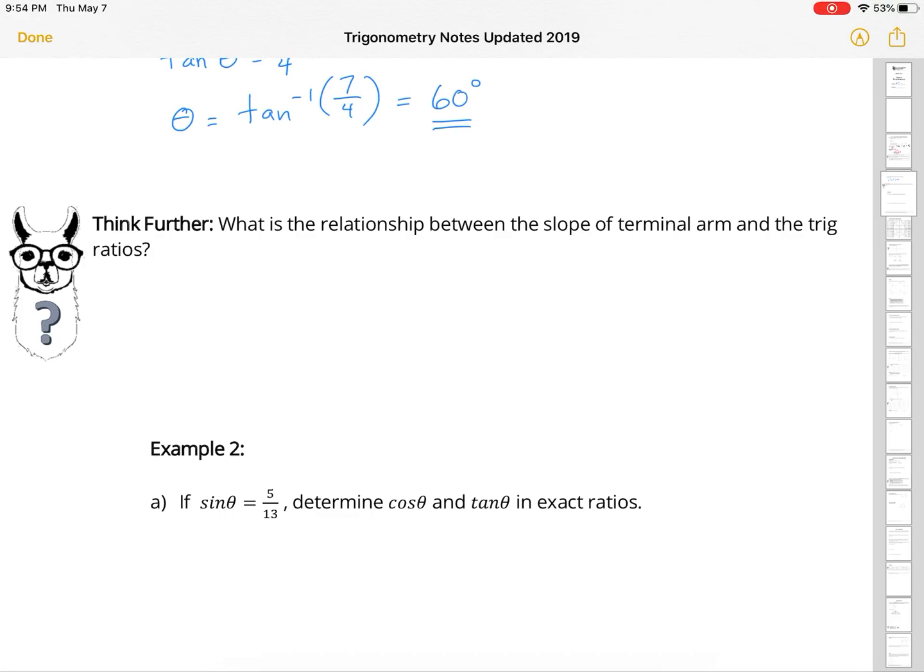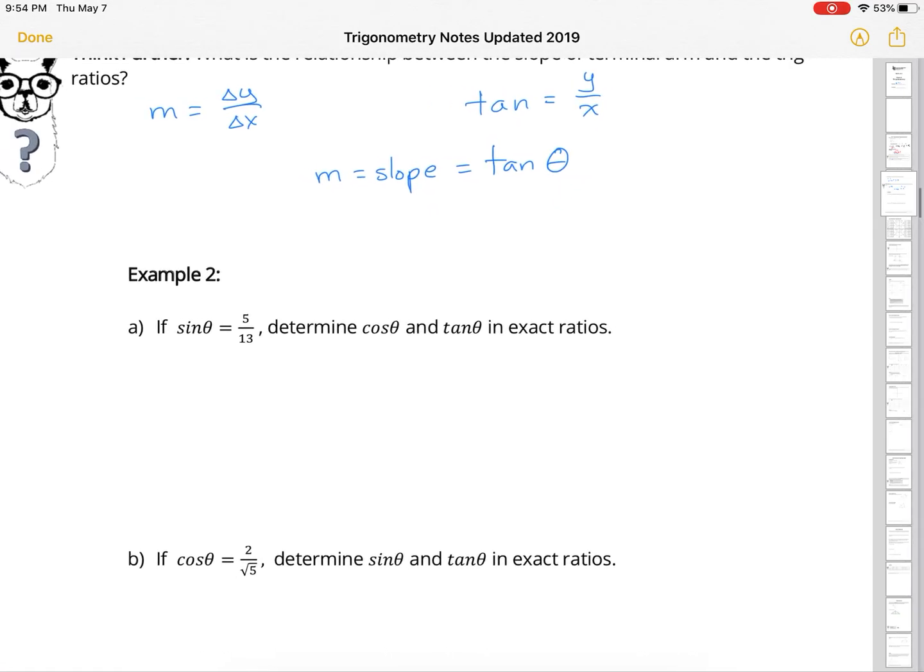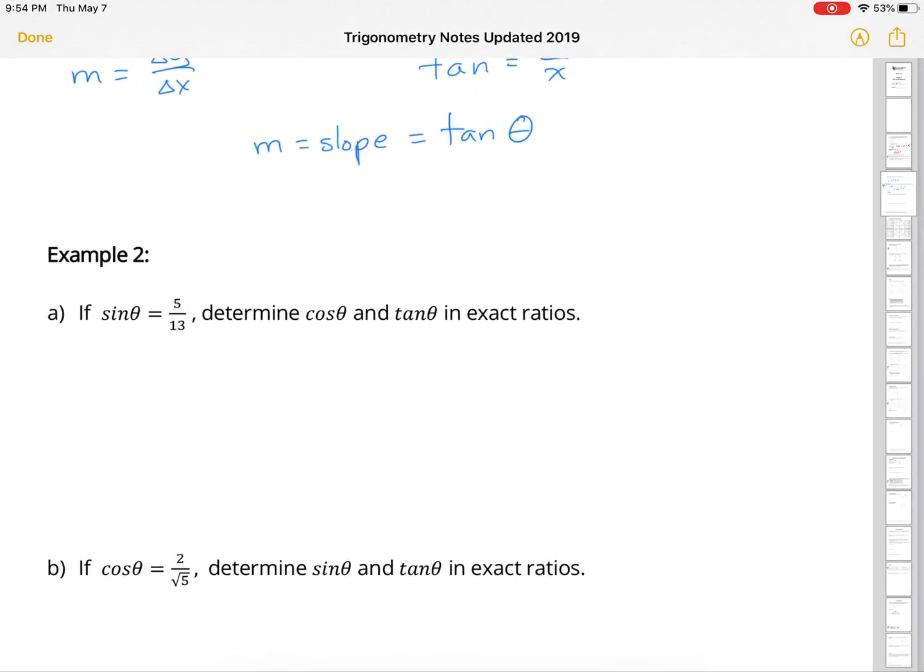So that's a bit of review of how to find the angle. Think further. What is the relationship between the slope of the terminal arm and the trig ratios? Well, slope is change in y over change in x. Tan is equal to y over x. So the slope of the terminal arm is equal to tan theta. Interesting. So the slope of that terminal arm is 7/4. Just a little interesting extension there.